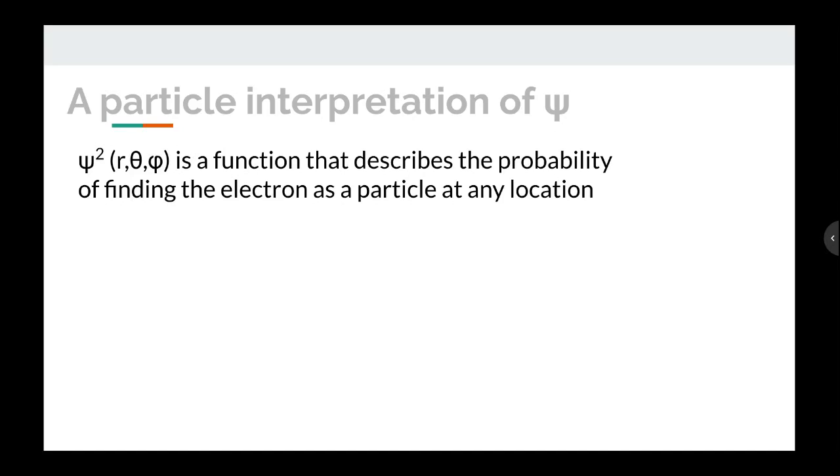If you square psi, or do an operation that's very much like squaring psi, that wave function, you can get a function that describes the probability of finding the electron, if you think about the electron as a particle, at any location. And it's important to think about this as a probability because remember, Heisenberg's uncertainty principle makes it clear that we can't know where the electron is and where it's going at the same time. The only thing that we can do is pin down where it is likely to be if we could nail down its location.